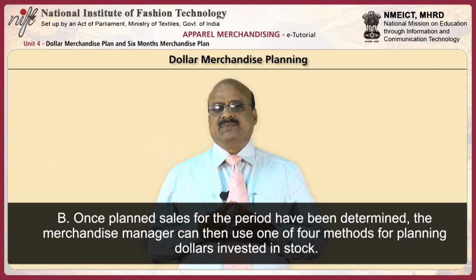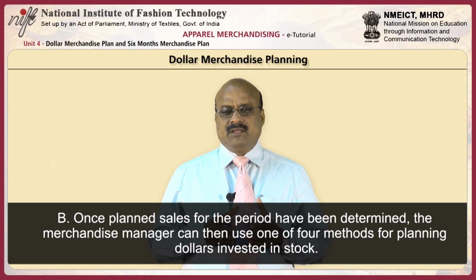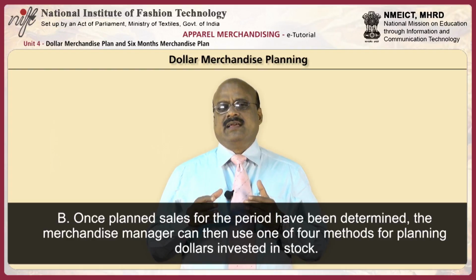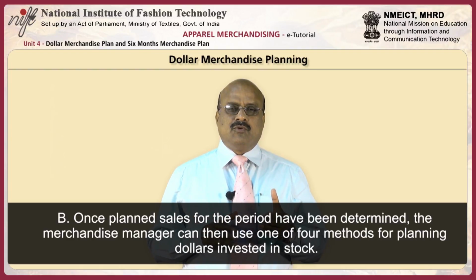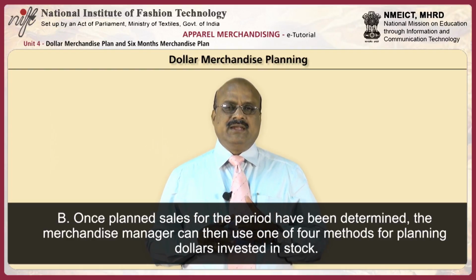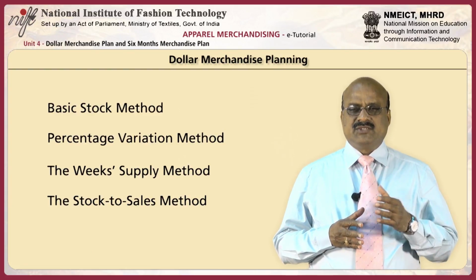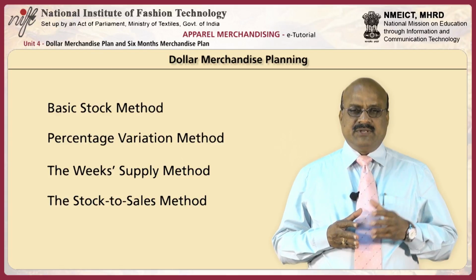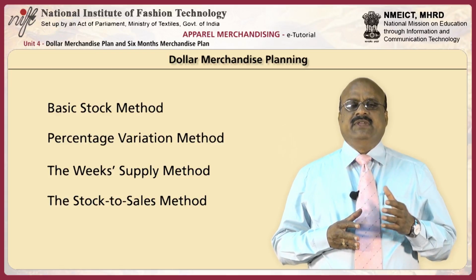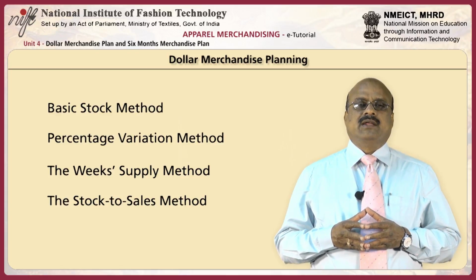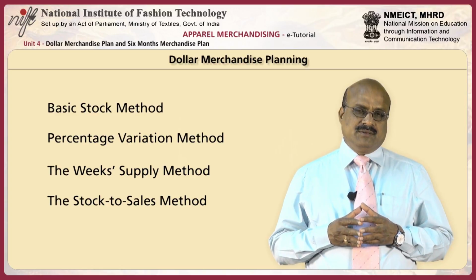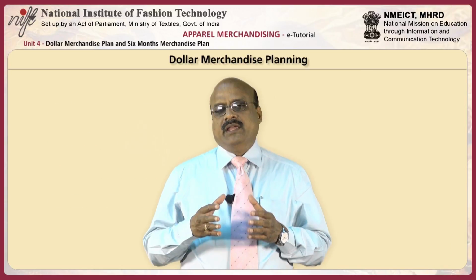Once planned sales for the period have been determined, the merchandise manager can then use one of the four methods for planning dollars invested in stock. They are the basic stock method, percentage variation method, the weeks supply method and stock to sales method. Let us now review each of these.